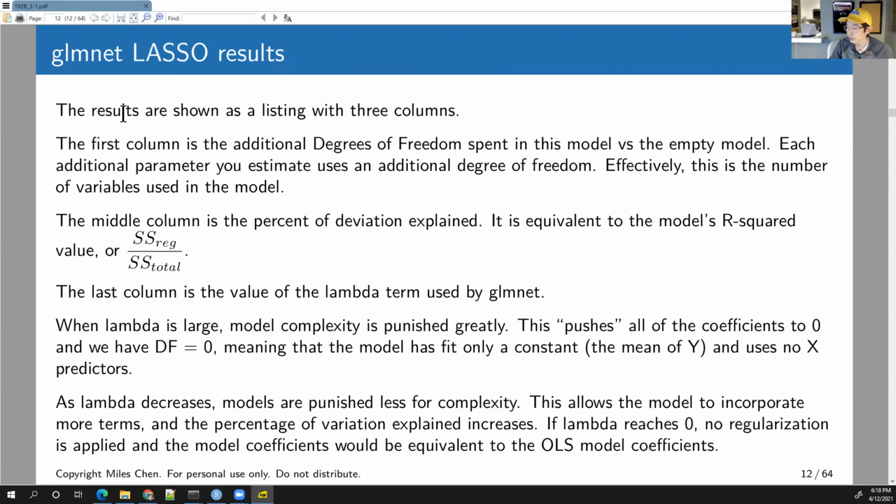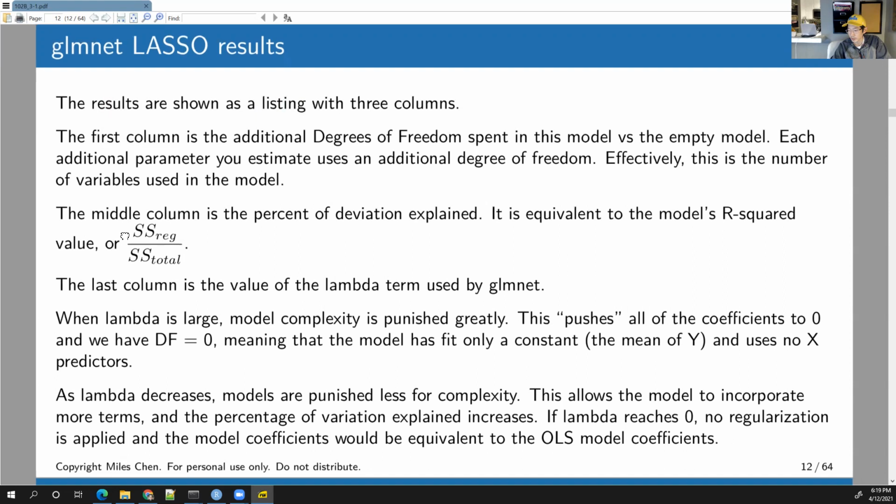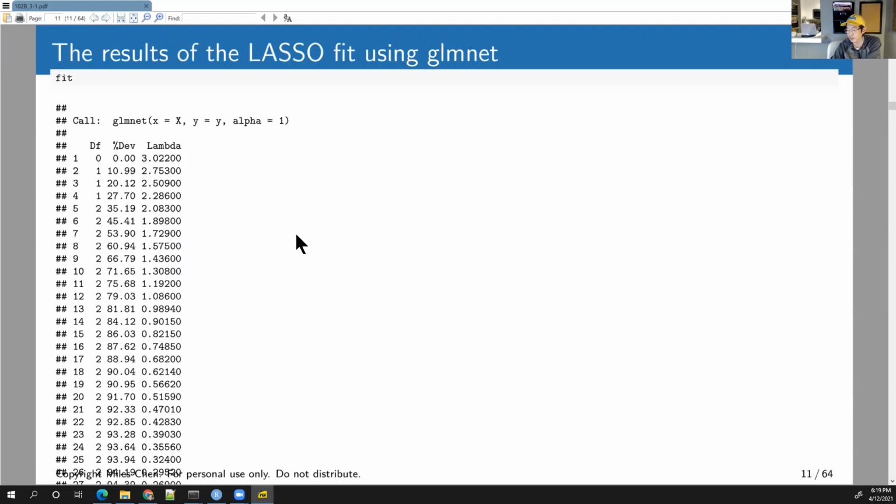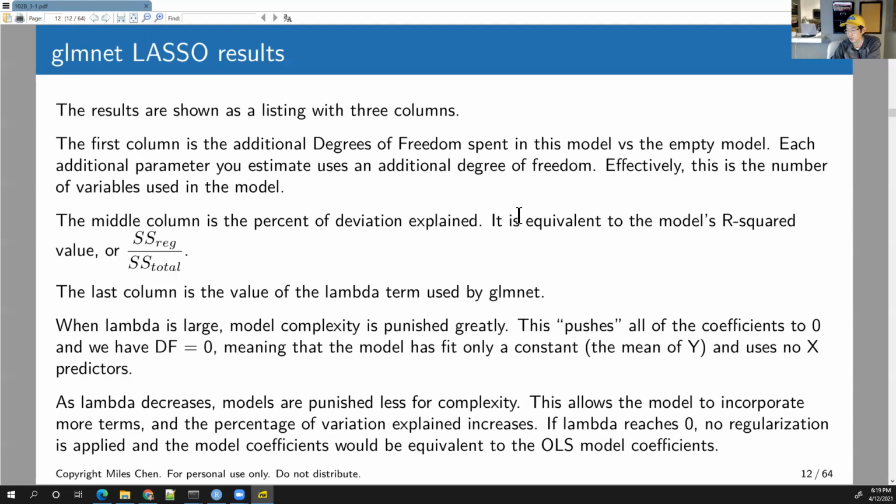The results are shown as a listing with 3 columns. First column is the degrees of freedom spent in this model versus the empty model. Every additional parameter that you estimate uses up a degree of freedom, so effectively, how many variables are being used in the model. Then SS regression divided by SS total is the percent of deviation explained, and it's pretty much equivalent to your R squared value.